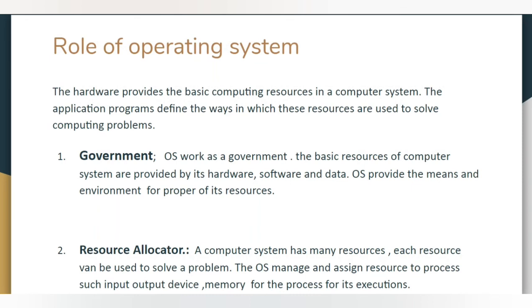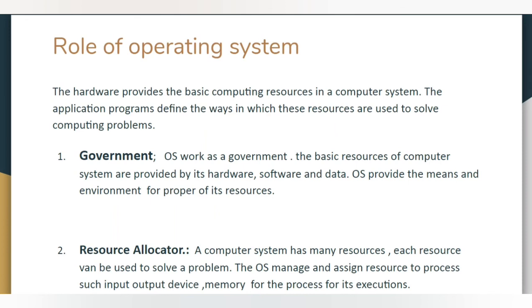Number two is resource allocator. A computer system has many resources. Each resource is used to solve a problem. The OS manages and assigns resources to the processes, such as input output devices, memory, and the processor for its execution. These are called the main resources of a computer system.